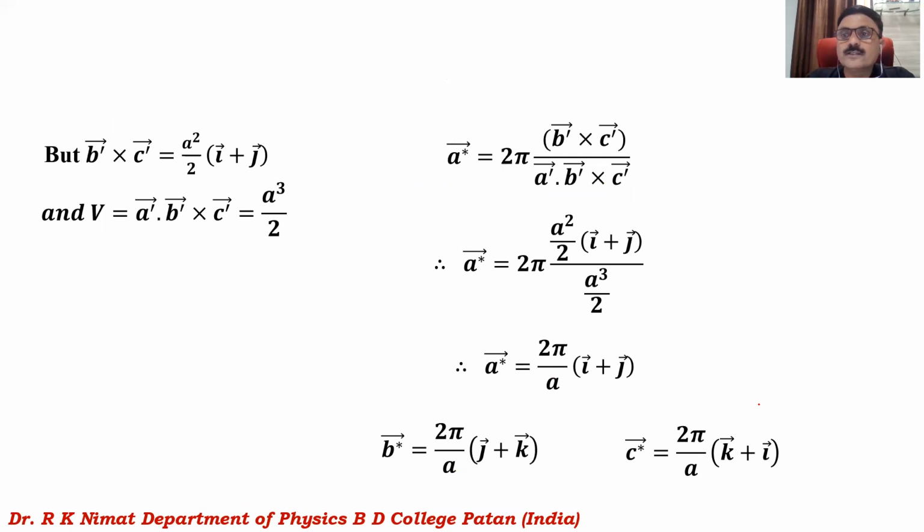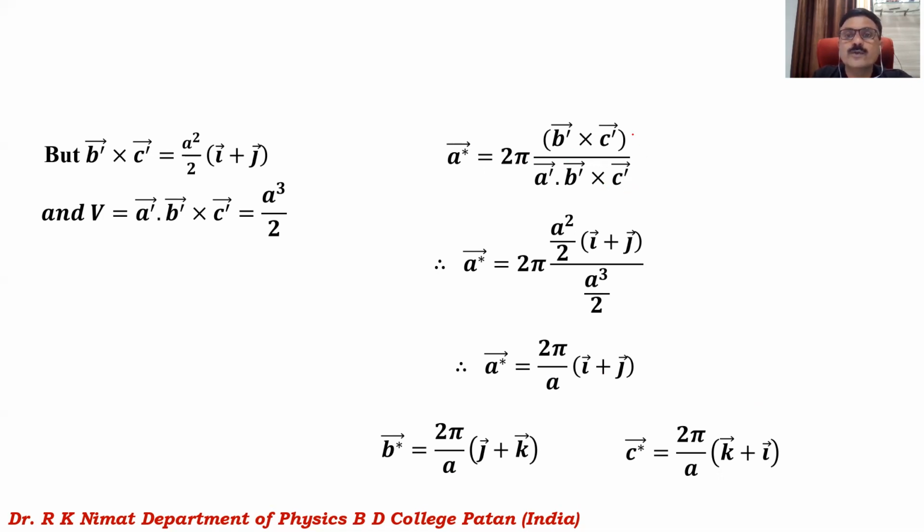Now we'll calculate the reciprocal lattice of this body centered cubic lattice. We'll consider the primitive unit cell of the body centered cubic lattice and calculate its reciprocal lattice. By definition, the reciprocal lattice vector A star is equal to 2 pi multiplied by vector b dash cross vector c dash, divided by vector a dash dot vector b dash cross vector c dash.